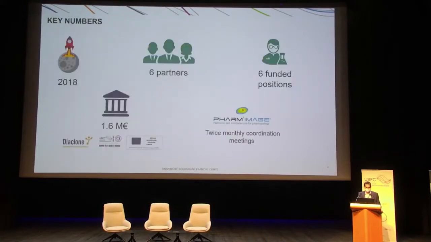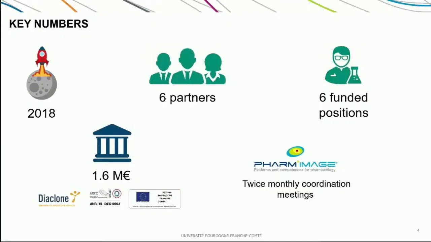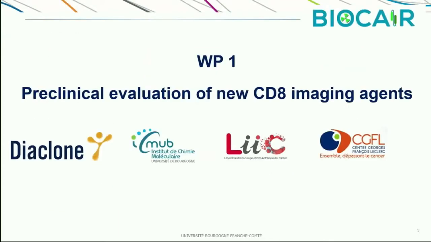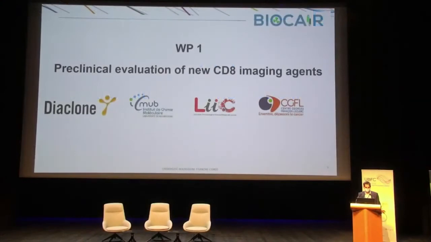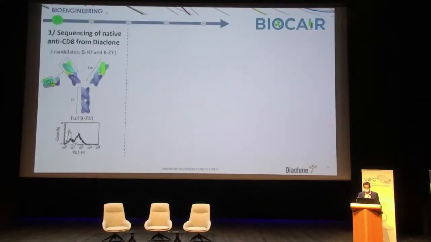Some key figures. The program has been launched in 2018. There were 6 partners, 6 funded positions. It's a global budget, including Diaclone, of 1.6 million, with the support of the ANR, ISITE and the FIDER program. It is all coordinated by PharmImage, and we meet every 2 weeks to push forward this program as much as we can. The first work package, with these 4 partners involved, was to develop, as I said, the CD8 imaging agents proof of concept.